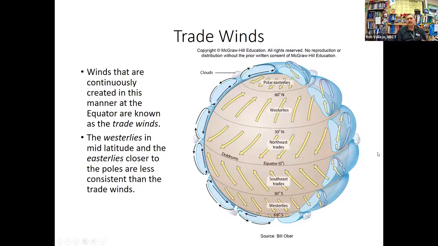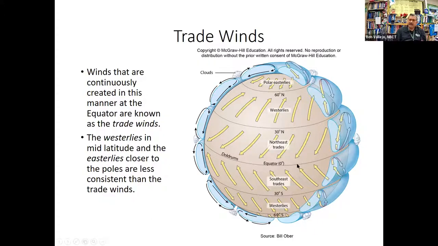You can see in this picture also the effect of the Coriolis effect. Those winds don't just go straight north and south, but because of the rotation of the Earth, they travel in this pattern. Remember, the Earth is going counterclockwise, and as it does, these winds here and these winds here are going to go to the left, and these winds here and these winds here, because they're going towards the poles, are going to go to the right.